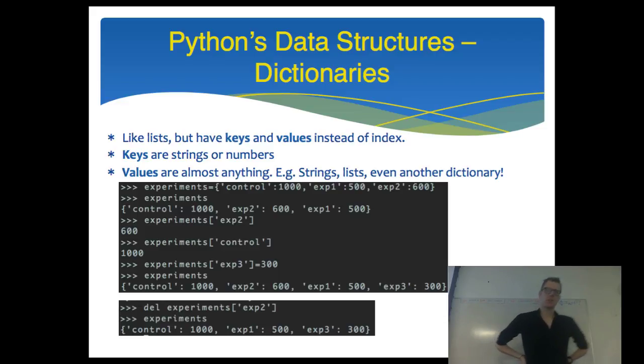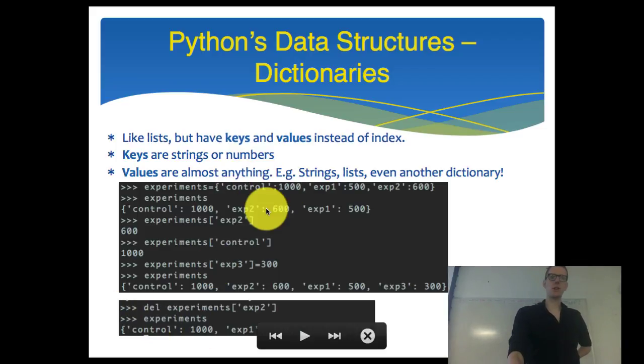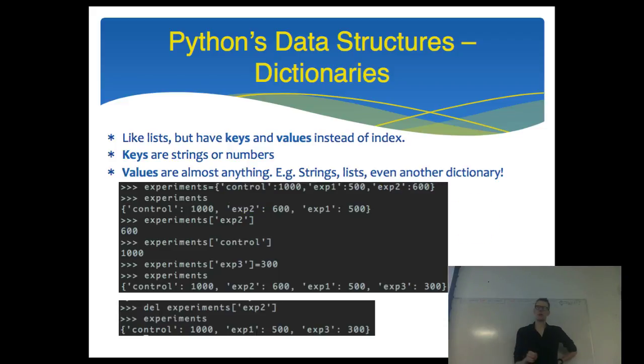So let's see what that means. Everything in a dictionary is a key and value pair. So it's very much like a list, except that each element is not just a single thing, it's a pair of things. It's a key and it's a value. So here I'm defining a dictionary called experiments, and it contains three different key and value pairs. The key control has the value 1000. The key exp1 has the value 500, and the key exp2 has the value 600. So I have this three-element dictionary.